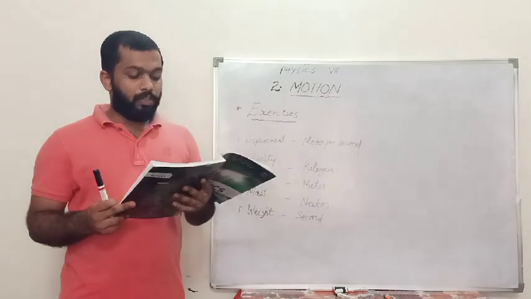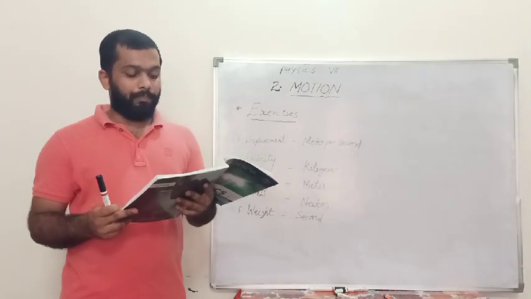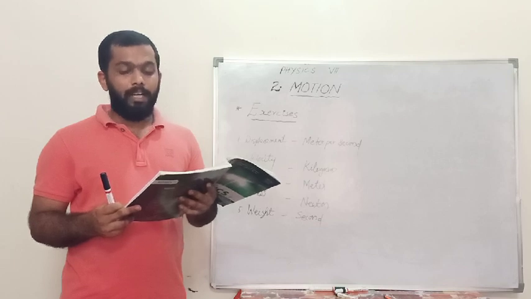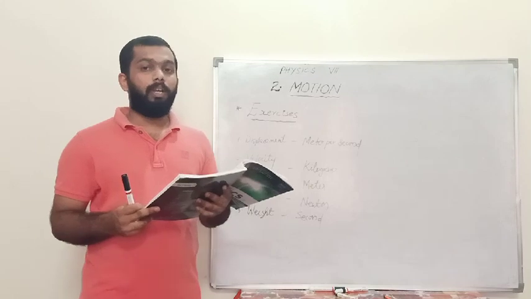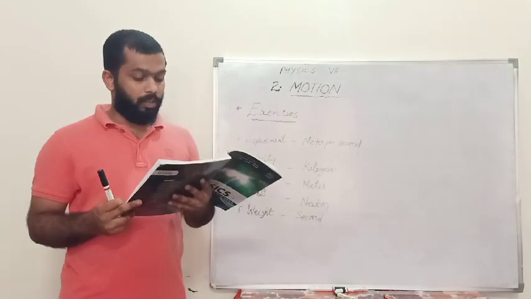Question number 5. Which of the following is a vector quantity? A. Distance, B. Density, C. Speed and D. Displacement. Displacement, because displacement will give you both the direction and the magnitude.